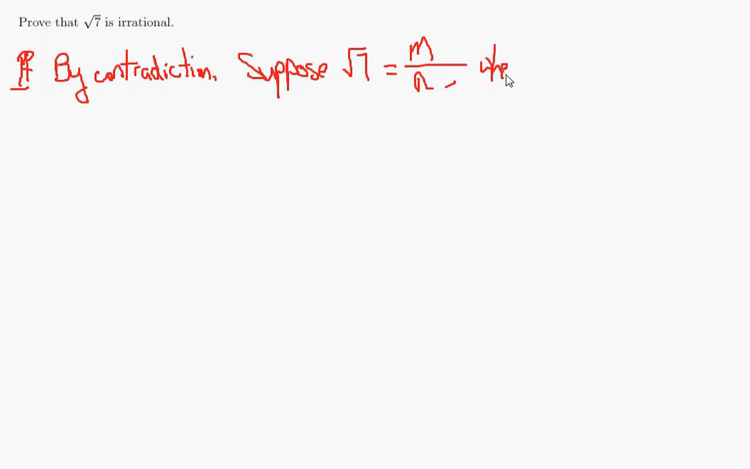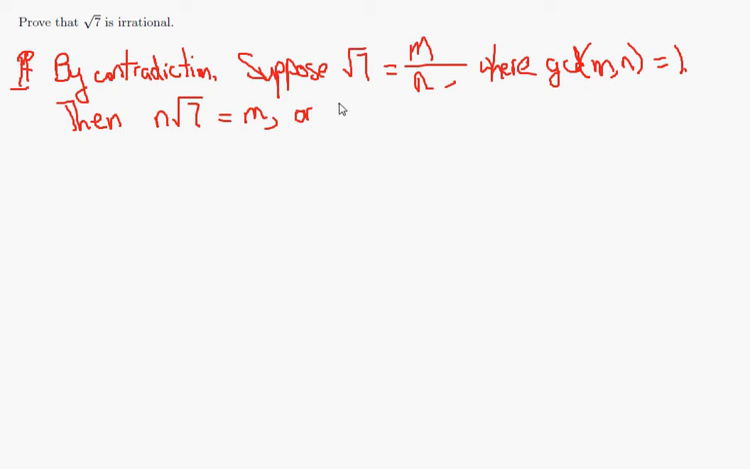And let's suppose that this is in lowest terms, so that the greatest common divisor of m and n is equal to 1. Then, if I clear out the denominator, that means that n times the square root of 7 is equal to m. Or if I square both sides, that means 7n squared is equal to m squared.